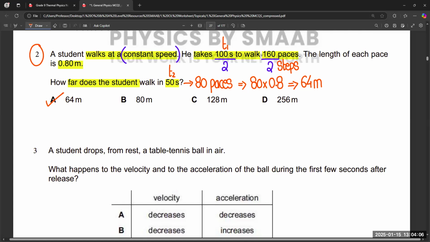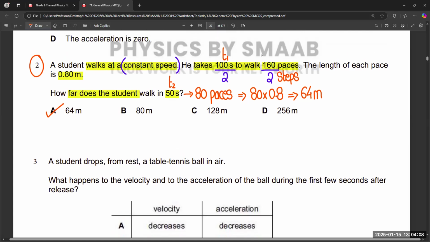Okay. Initially, it is very clearly mentioned that a student walks at a constant speed. And we already discussed constant speed means equal distance, equal time. Initially, a student takes 100 seconds to walk 160 paces. Paces means steps. For example, a student walks 160 steps in 100 seconds. And the length of each pace or each step is, let's suppose, 0.8 meter.